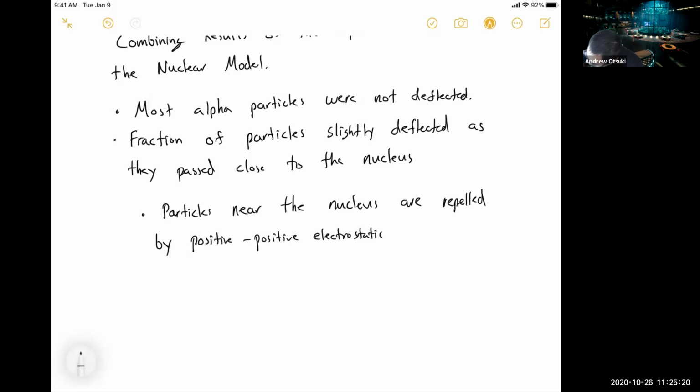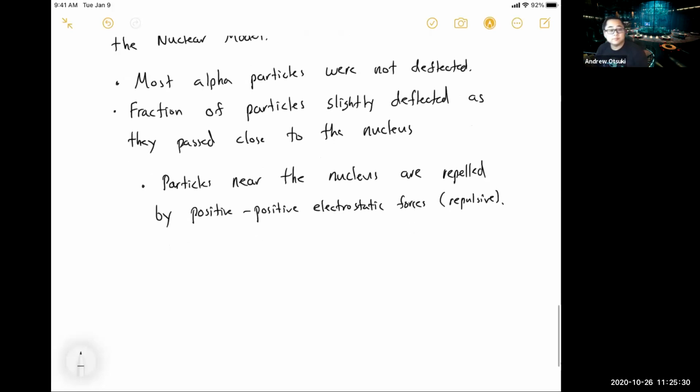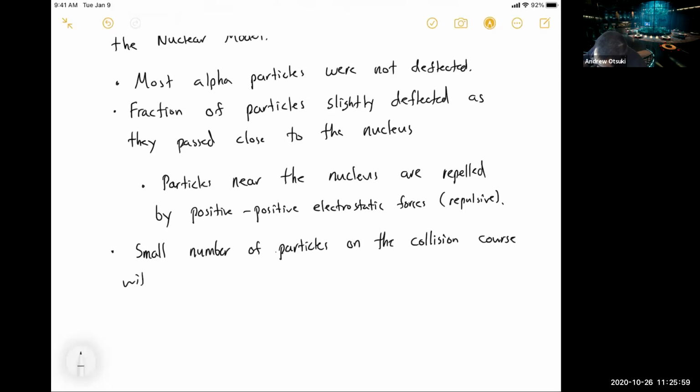Electrostatic. And then a small number of particles on a collision course with the nuclei were repelled backwards.